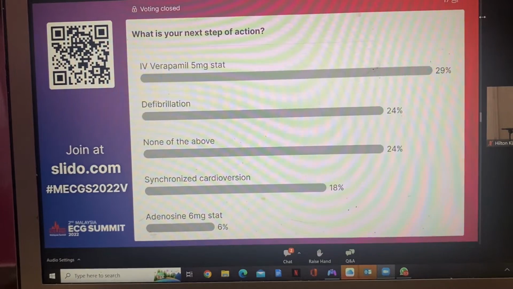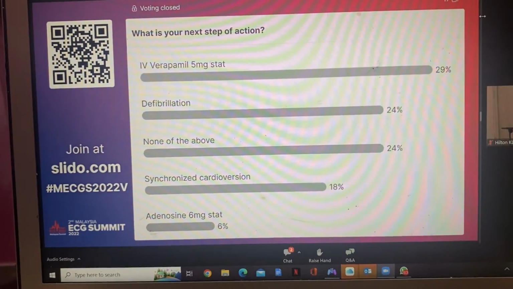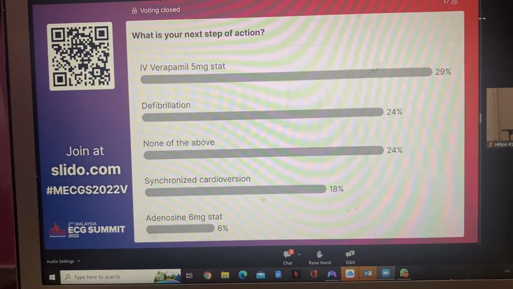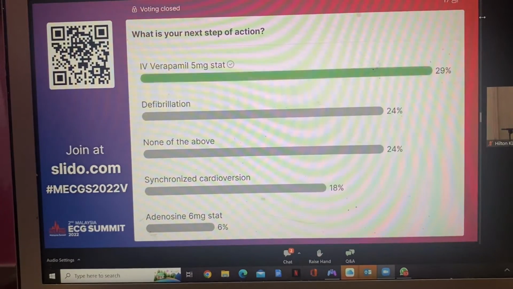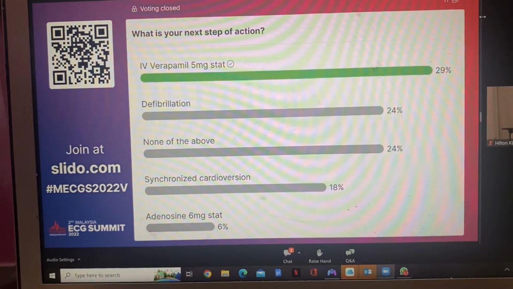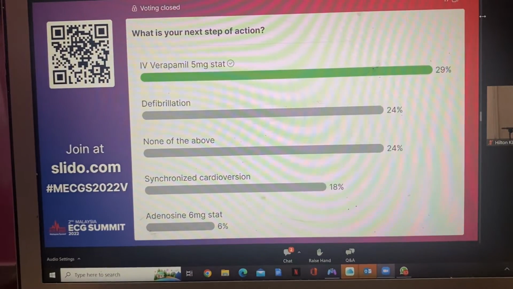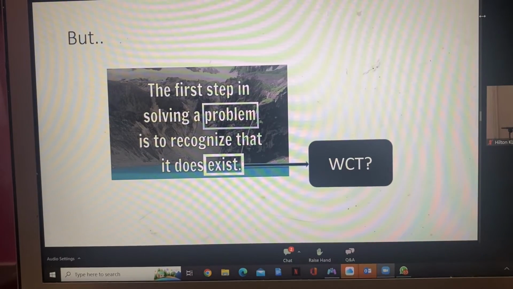Oh, so interesting. 29% have chosen IV verapamil 5 mg, 24% have chosen defibrillation, 24% none of the above, synchronized cardioversion 18%, adenosine 6 mg. So let's go through the ECG first. The correct answer is IV verapamil 5 mg. Why? Let's go through. The first step in recognizing a problem is to recognize that it does exist.